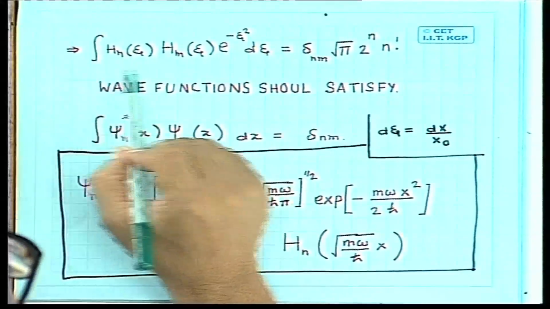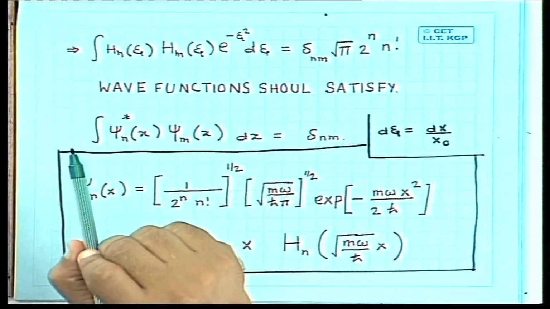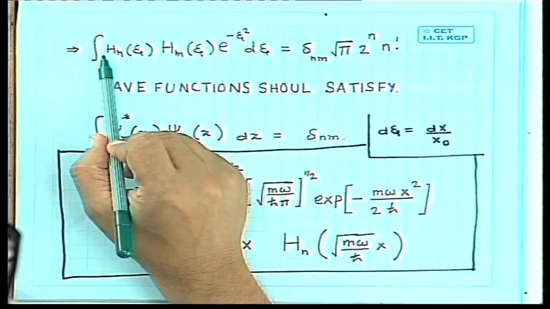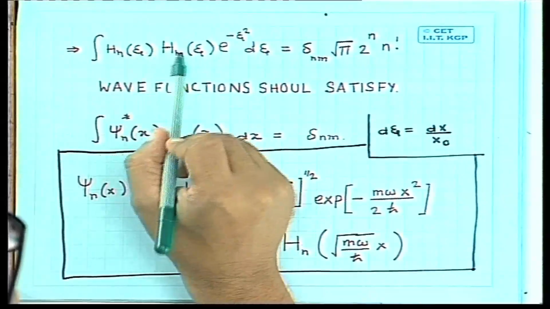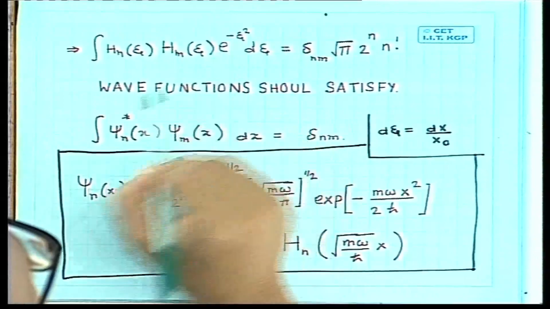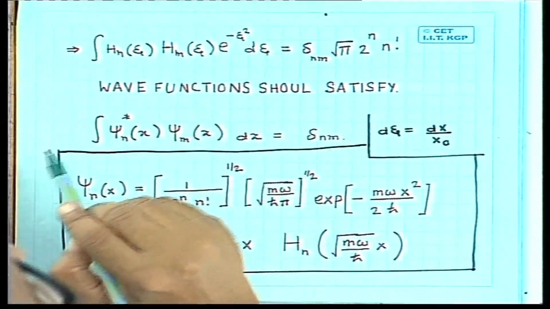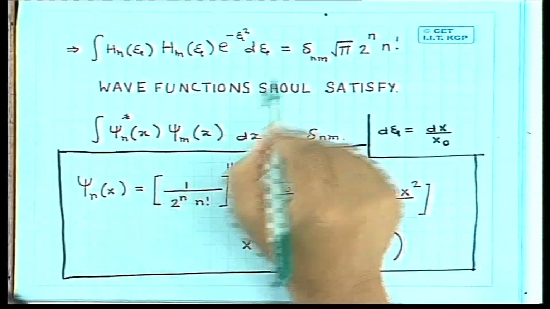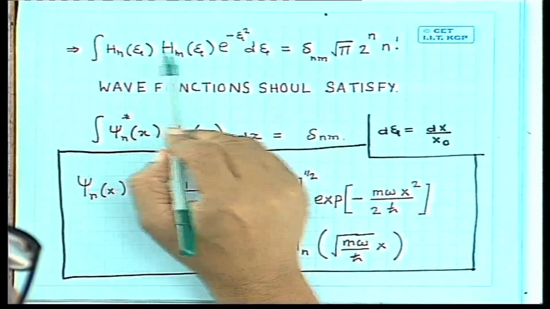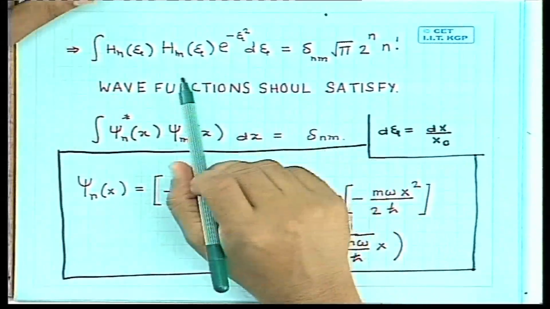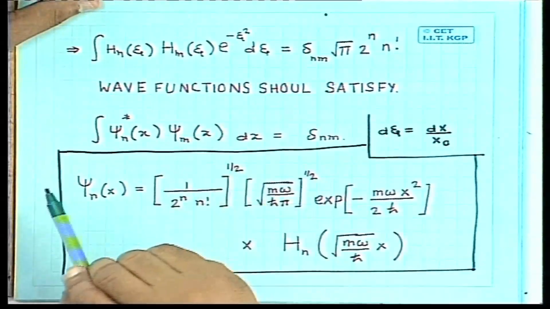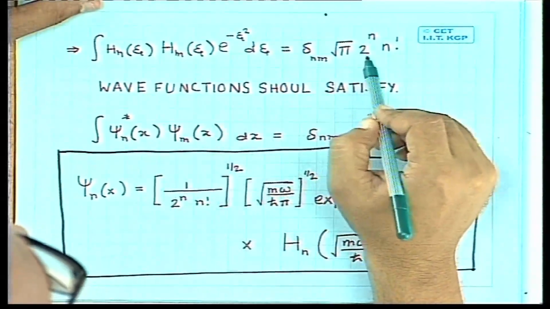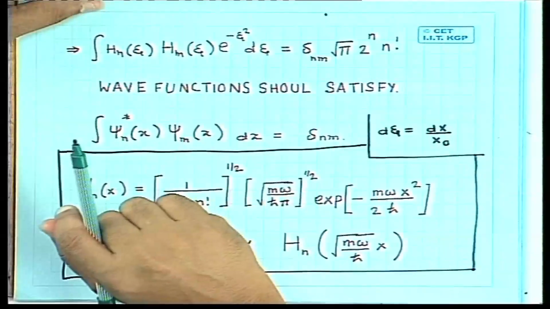So if you evaluate this integral, what we get is that this integral, the product of the two Hermite polynomials of different order n and m into e to the power minus xi square integrated over d xi, is equal to delta nm, which is the Kronecker delta, which means that if n and m are the same, it is 1. If n and m are different, it is 0. And then we have square root of pi into 2 to the power n into factorial n.